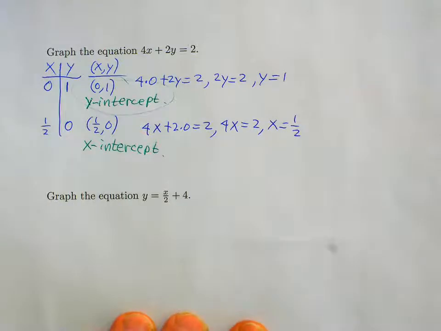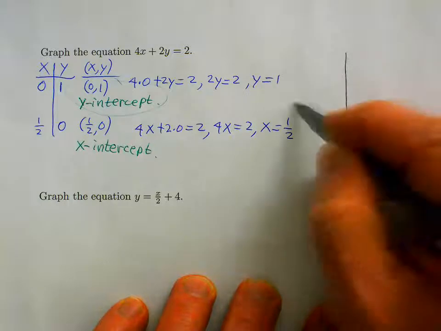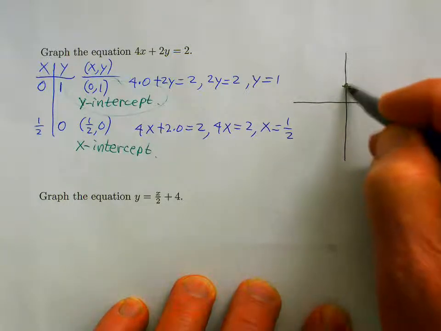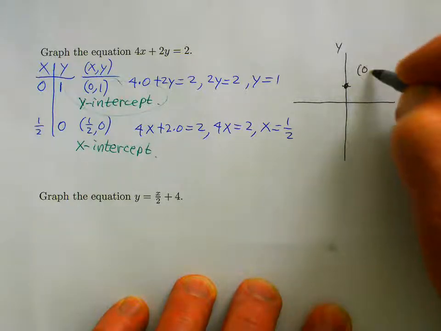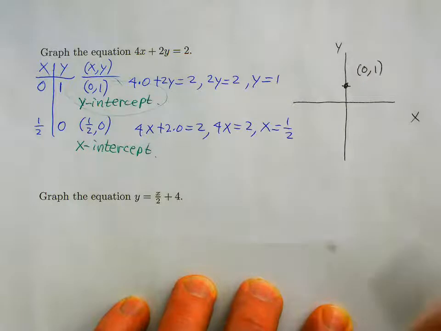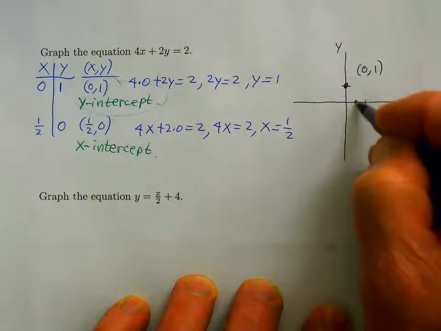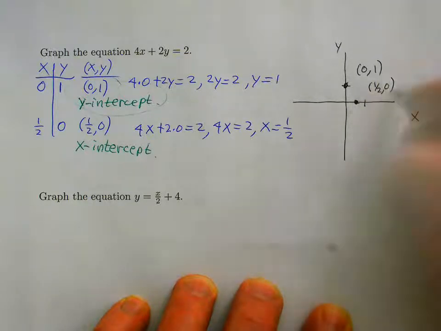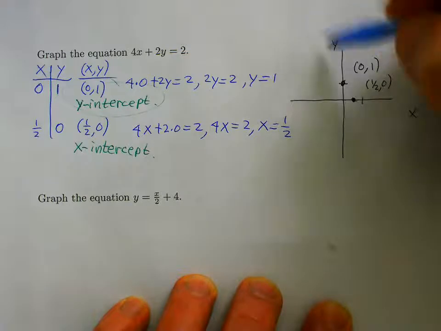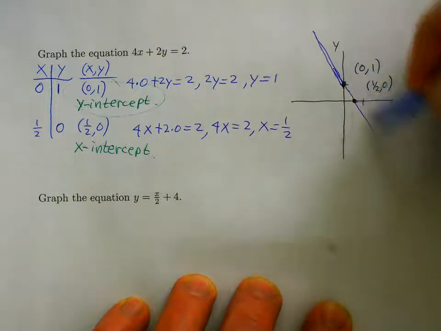Okay, then we can plot those 2 points and draw the graph. 0, 1 is on the y-axis. So 0, 1 is the y-intercept. 1/2, 0 is the x-intercept, 1/2, 0. And then draw a straight line to those.